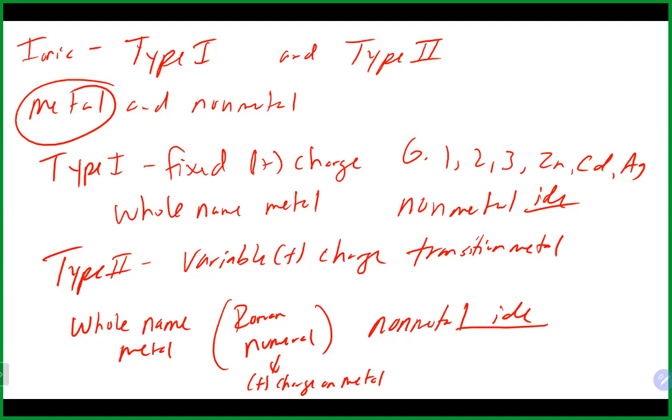You do not need to do that at all with type 1, and you should not use Roman numerals with type 1 metals because they can never be anything else. So you'll never find a sodium that's +2. It's always going to be +1. Because it's always fixed, it's known to have that fixed charge. There's no need, and you should not put a Roman numeral with those. Any questions on any of that that we talked about last time?